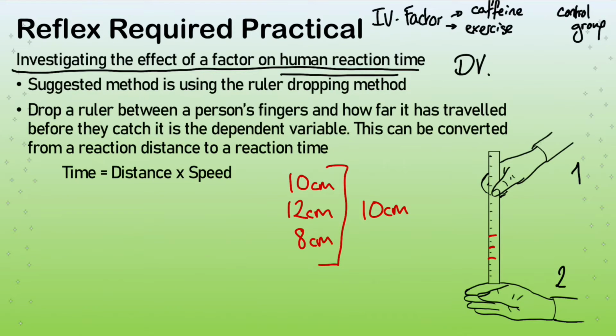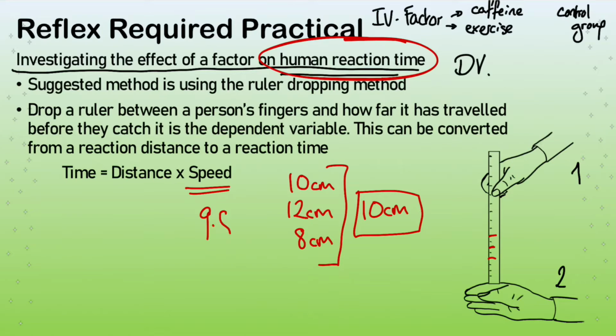Now, our dependent variable here was reaction time. This is a reaction distance, it's not a time. So we need to convert it into reaction time. And we can do that by knowing the speed at which it's going, which is always going to be given to you in an exam question. It's based on the acceleration due to gravity, which is 9.81 meters per second squared. So with that, we can just use a constant value and you'd be given something to use to calculate that. But as a result, you would get a reaction time and you could then compare them.